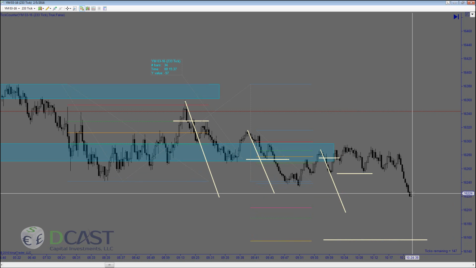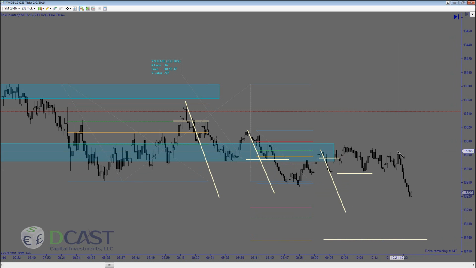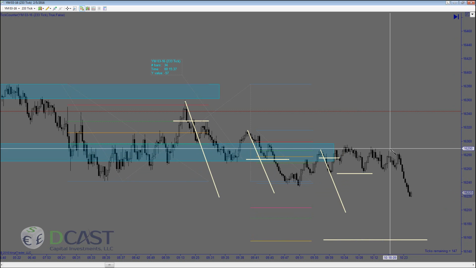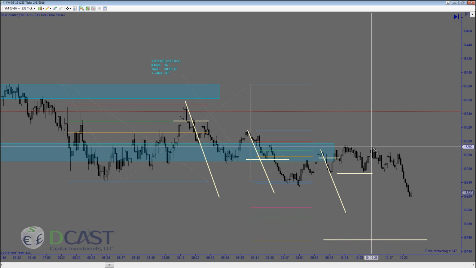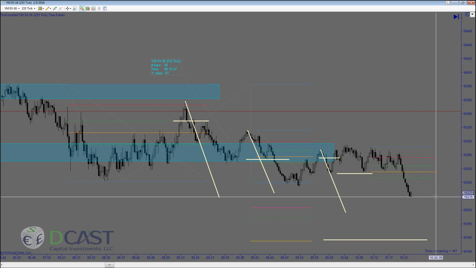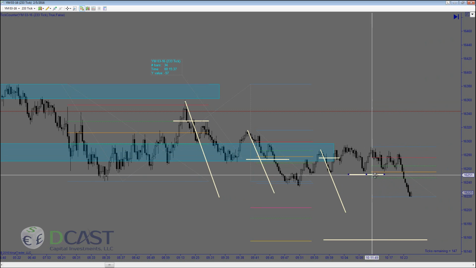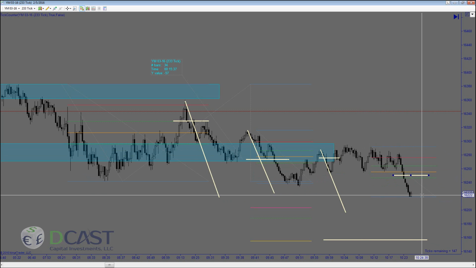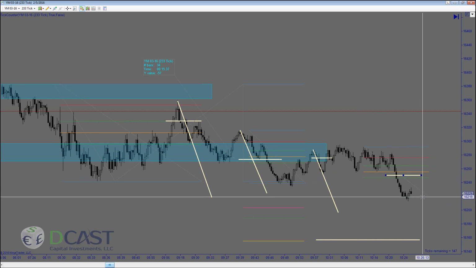Okay, now I see that the buyers are trying to come in. I'm going to draw my fib of the swing. I'm going to use this clear high here. Okay, now not only did I get to a break even, but I'm in a position where I can lock in some profit for the day.